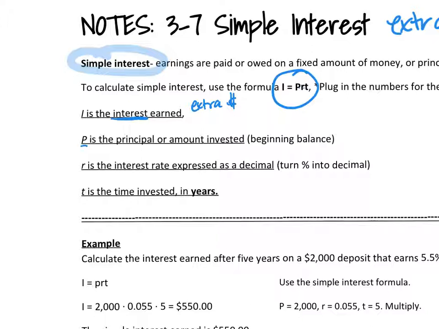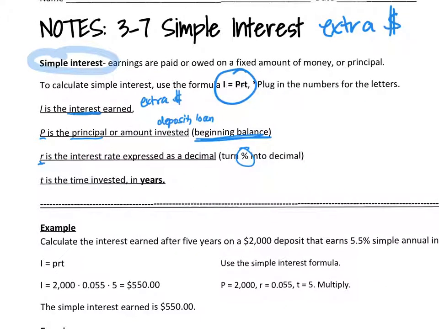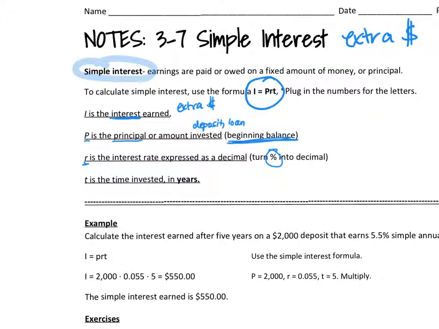P is representing the principal amount or the amount invested, basically your beginning balance. So it could be a deposit, it could be a loan, some chunk of money that you're starting with. R is the interest rate expressed as a decimal. So in the formula, we want to put it as a decimal, but they're always going to give it to you as a percent. So just remember, if you're going to turn a percent into a decimal, you have to move your decimal 2 places to the left.